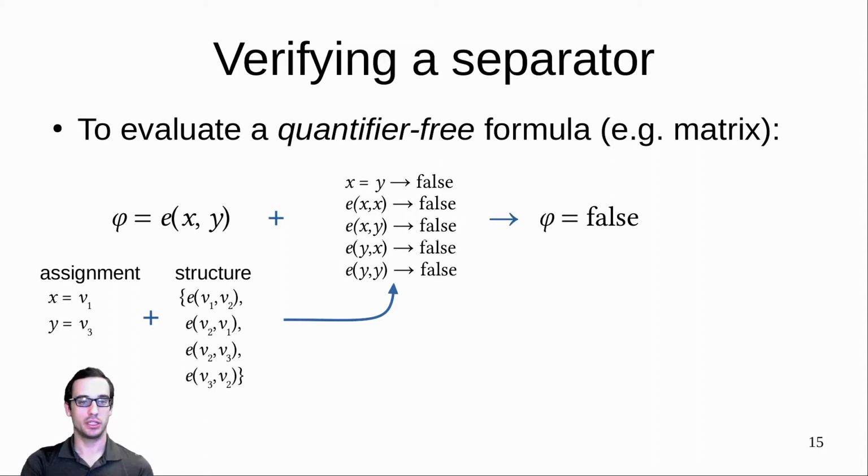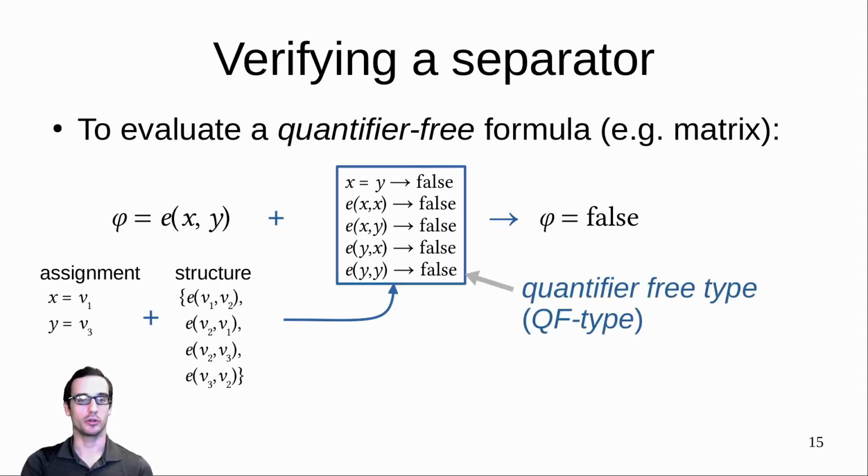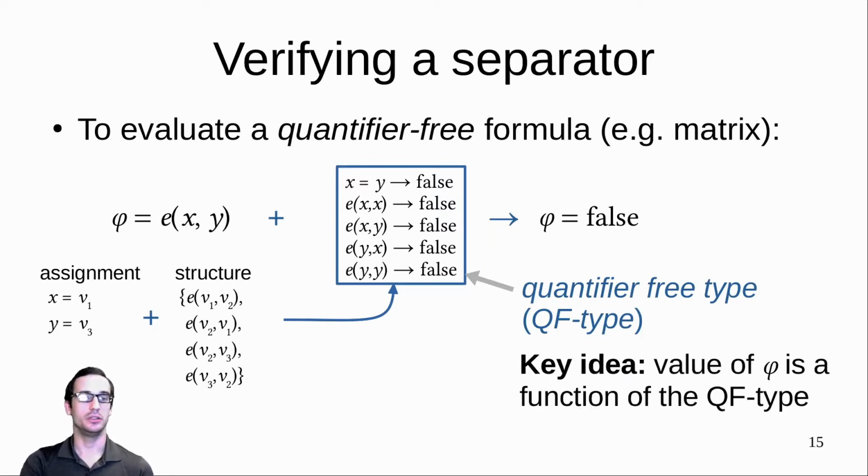Now this mapping here in the middle is a representation of something we call the quantifier-free type, or QF type. And the key idea here is that the value of phi is going to be a function just of the QF type. So if we have different assignments and structures that result in the same QF type, the value of phi has to be the same, regardless of which structures or assignments we started with.